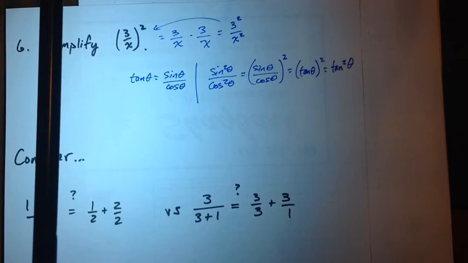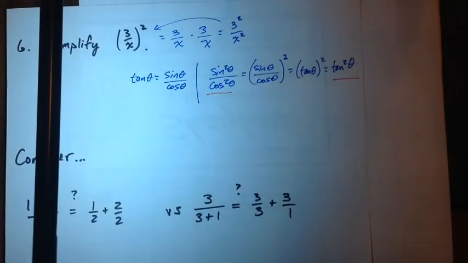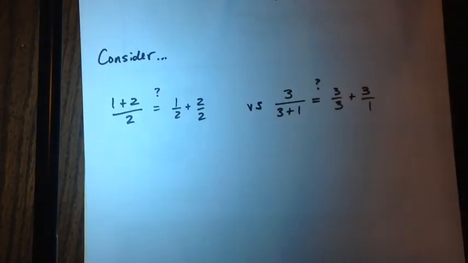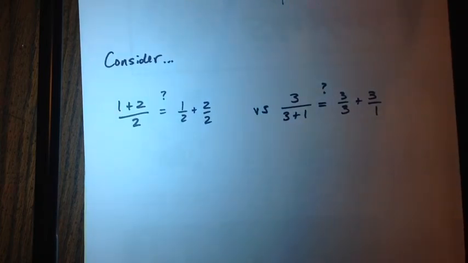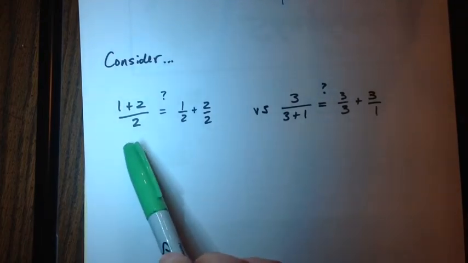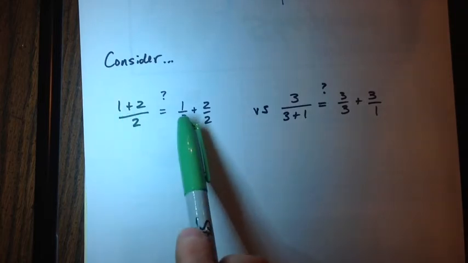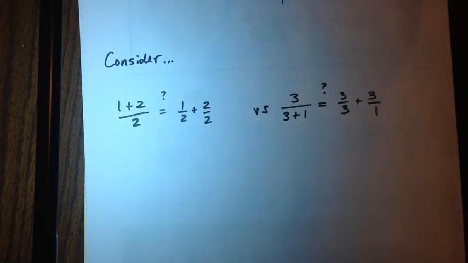So I know you trust me, but I didn't lead you astray. This is equal to tangent squared theta. Alright, last thing to consider, and this may be the most interesting thing in this video. I've got two expressions, all numbers. The first expression is a fraction, and I've broken it up into two parts. I've taken the numerator and broken it up, and I've kept the same denominator.